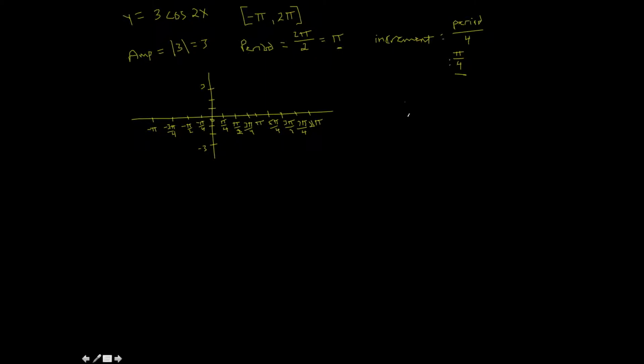So watch what I'm going to do. I'm going to draw myself a t-chart. So I've got 0, and we're going up by pi over 4, remember, because of our increment. So this is going to be pi over 4. This is going to be pi over 2. This is going to be 3 pi over 4.